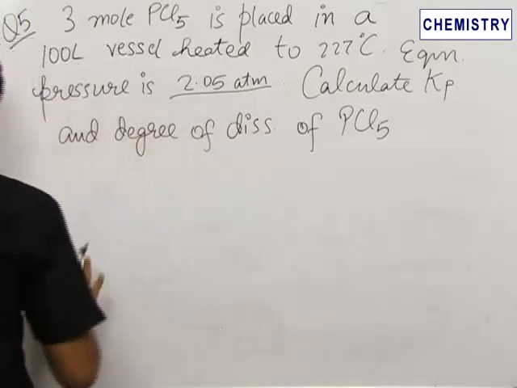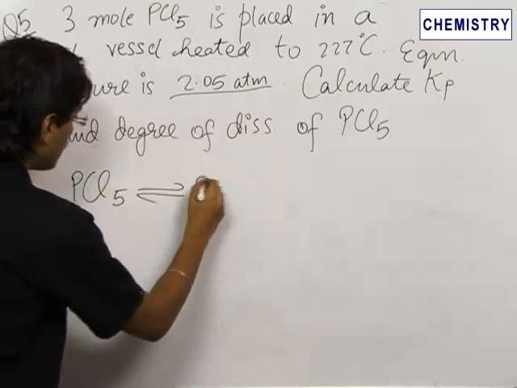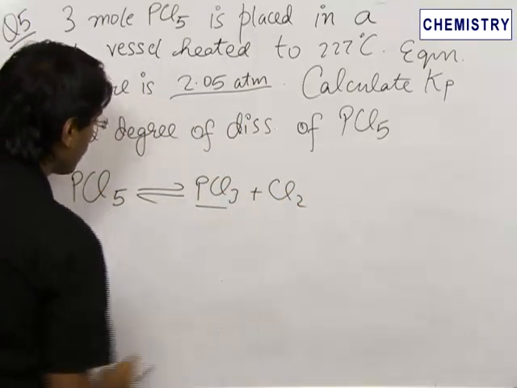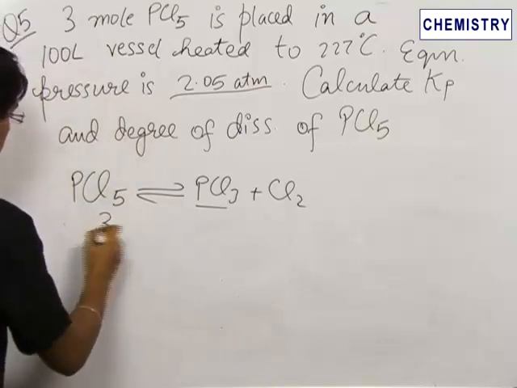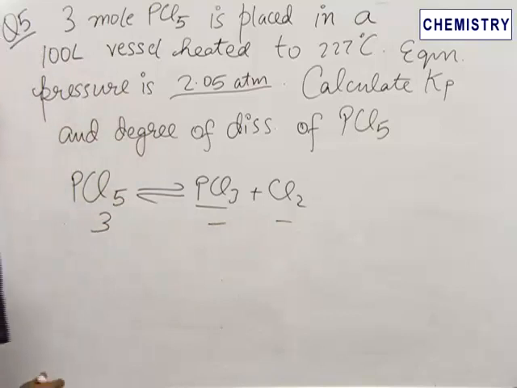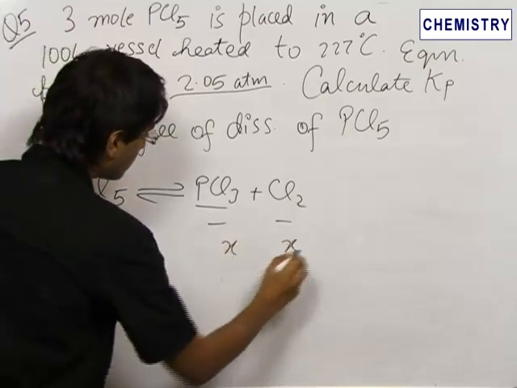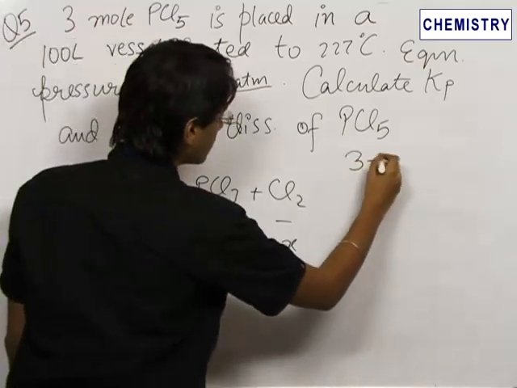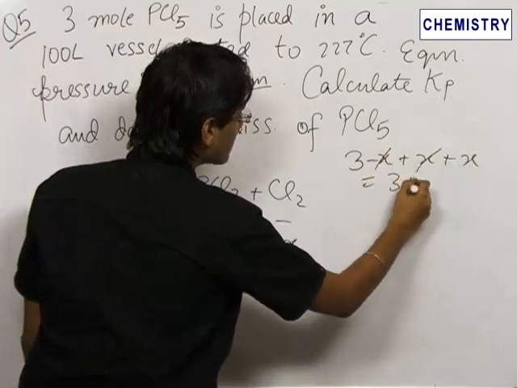The first thing we should know is that PCl5 dissociates into PCl3, which is phosphorus trichloride, and chlorine. If the initial number of moles of PCl5 is 3, the others are 0 and 0. Let's say x moles of PCl5 dissociate to give x moles of PCl3 and x moles of Cl2. So the total number of moles at equilibrium is equal to 3 plus x.